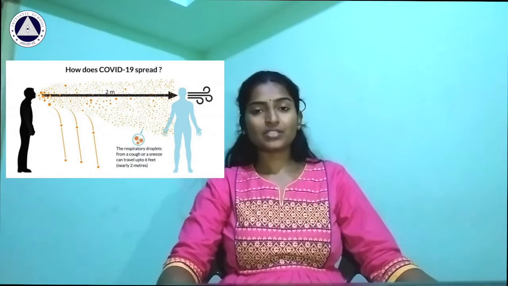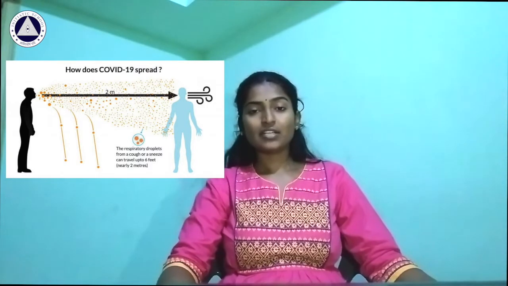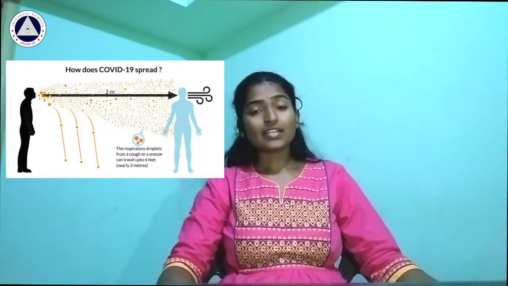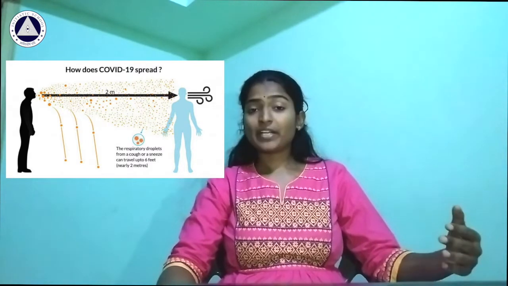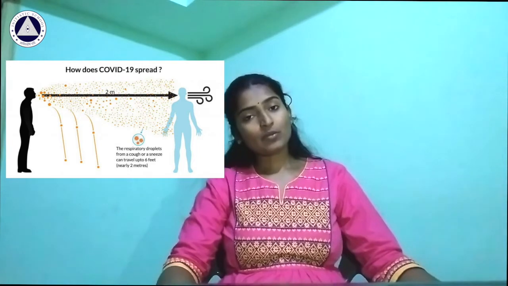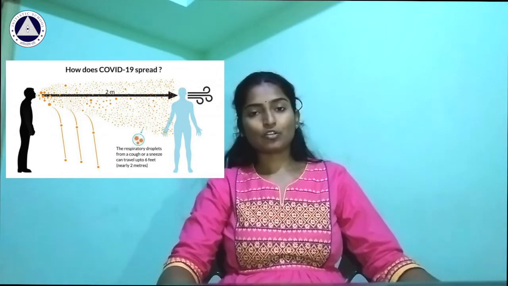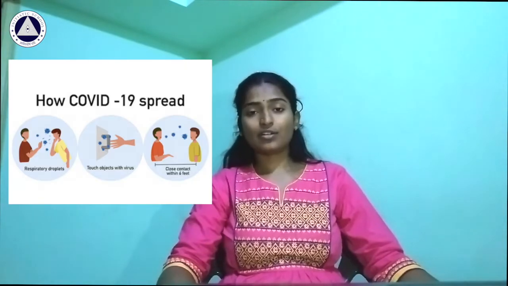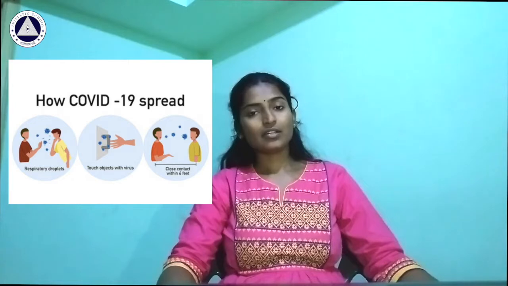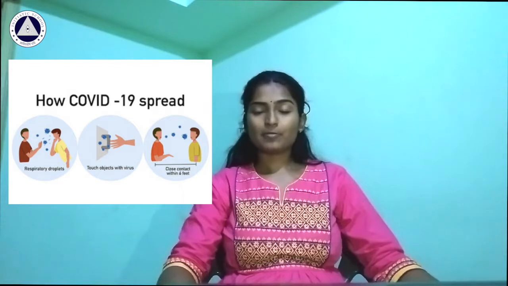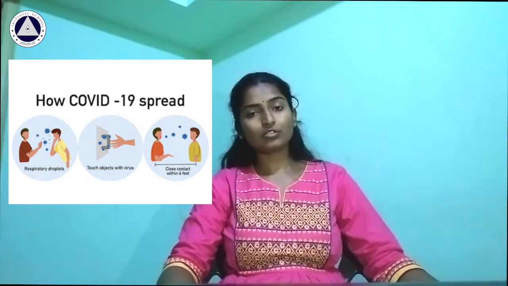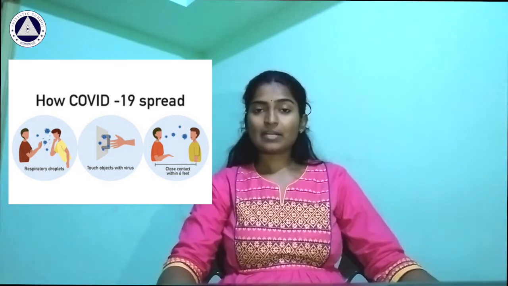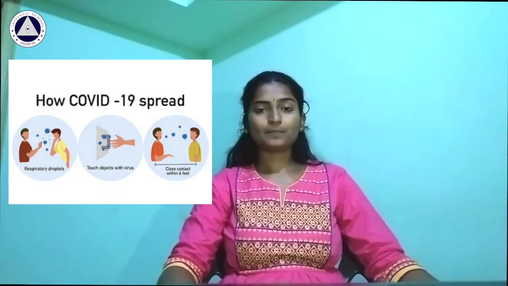When a person who is already infected with coronavirus sneezes or coughs, he ejects out respiratory droplets. And when a normal person comes in contact with these respiratory droplets, he inhales these droplets and gets infected. Second way is by having a physical contact with the person who is infected with coronavirus. The third possible way is by touching the surfaces or the objects which are contaminated with the coronavirus.